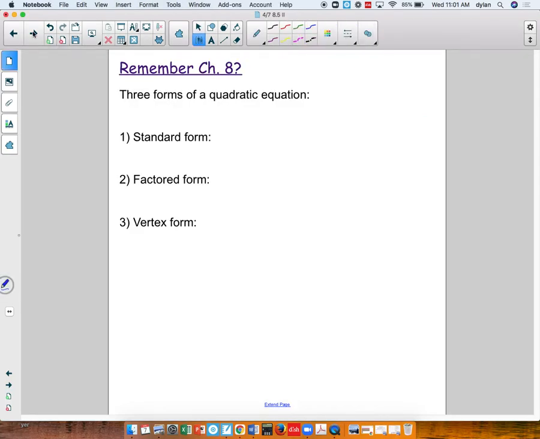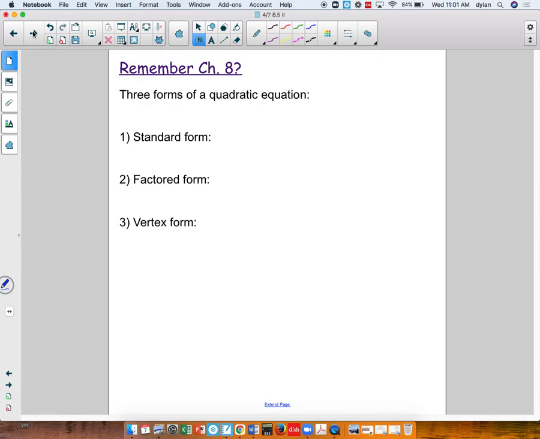All right, so back in chapter 8, we learned three forms of a quadratic equation. I'd like you to pause the video and see if you can write down the name of each form that I've got here, and then next to it, I want you to see if you can remember the three forms. And then resume the video when you're ready to compare with me.